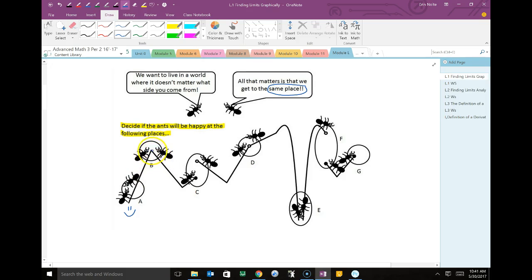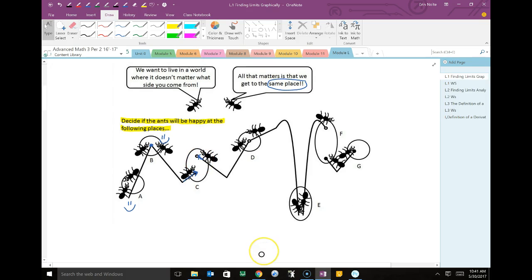For this one, these ants are also both going to the same place. They're both going to the top of that hill, so again, happy ants. Down here, this ant is going to this lower place, and this higher ant is going up here. These two ants are not going to the same place, so the limit for this scenario does not exist. Those are unhappy ants. At D, there is a hole in the function, but both of these ants are going towards the hole. So these are happy ants. They're going to the same place.